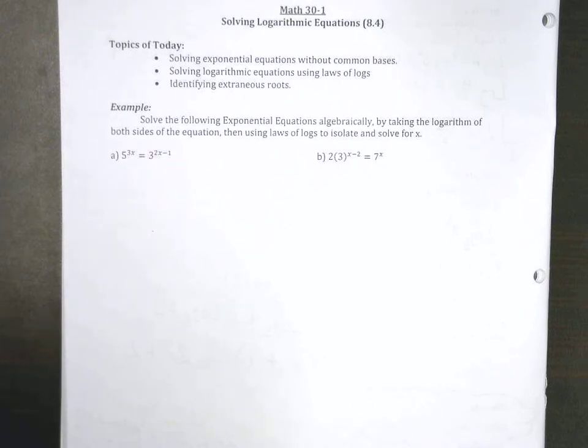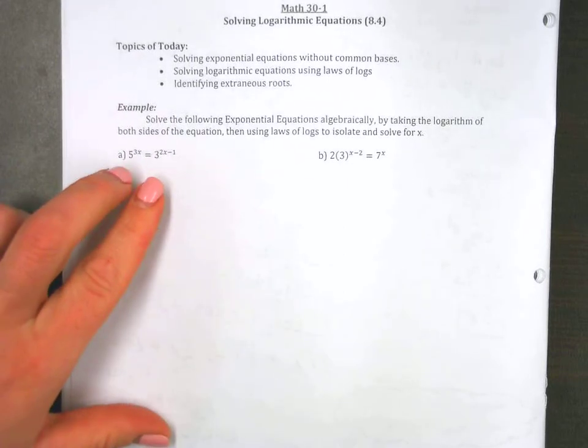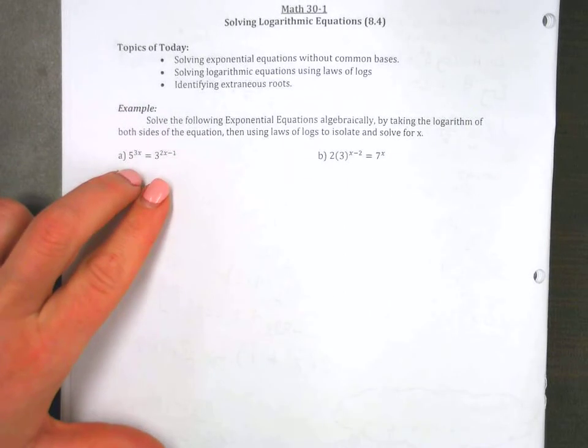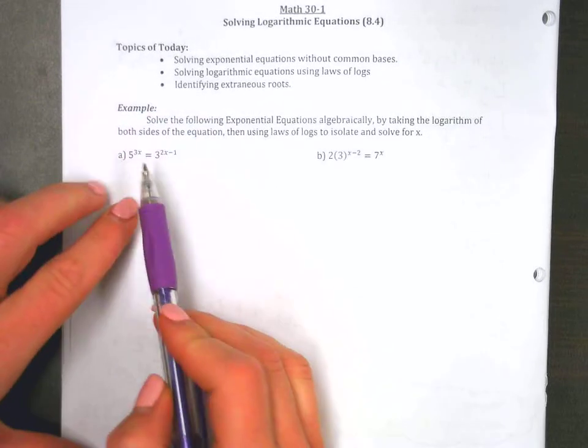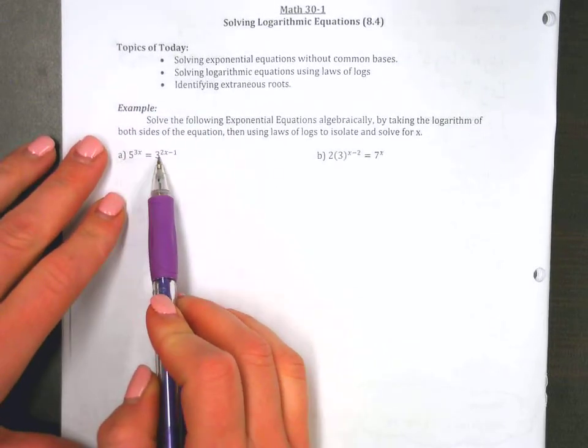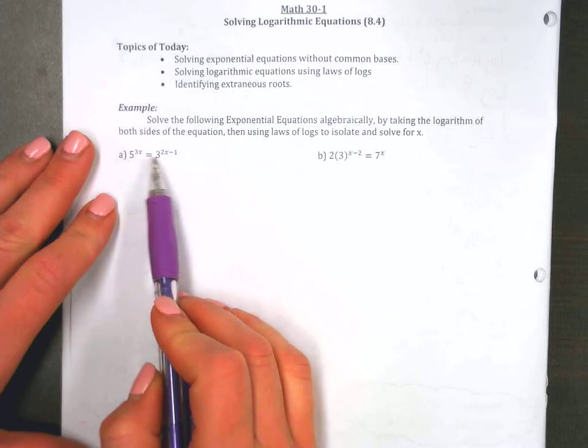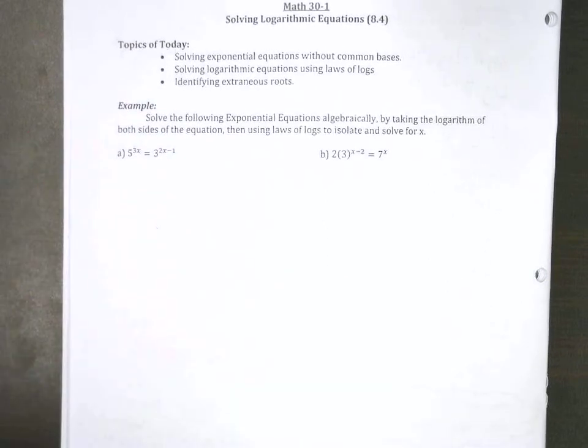So if we're given the following exponential equation and we are asked to solve this algebraically, we have bases of 5 and 3 on either side of the equation that we definitely cannot create a common base for in order to solve it that way. So what we want to do is take the log base 10, and the reason why we use base 10 is because all of our calculators work in base 10.